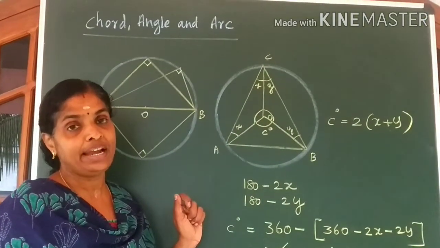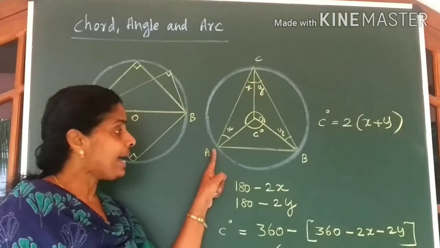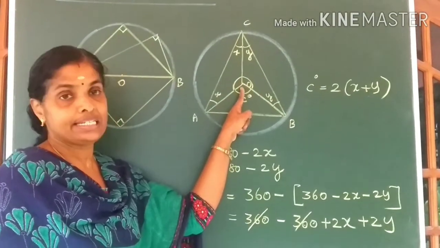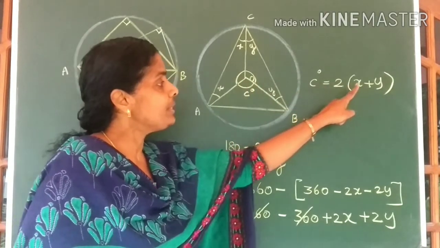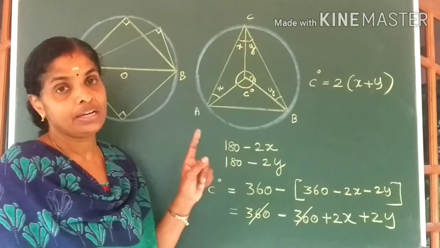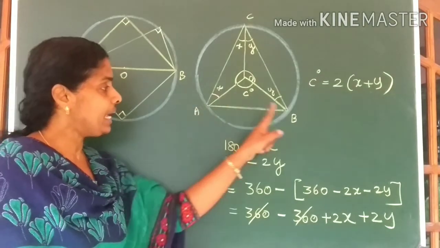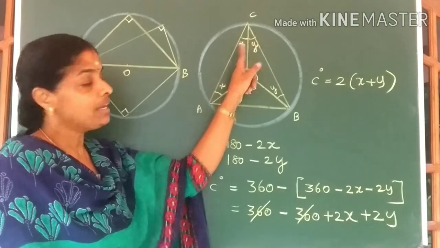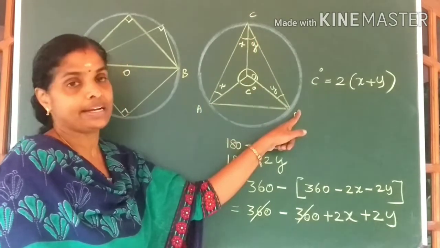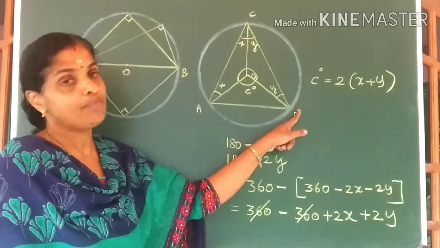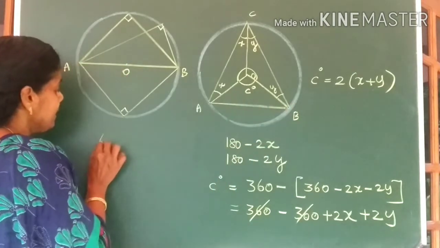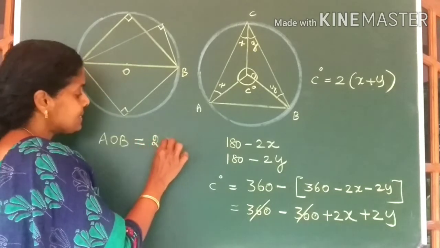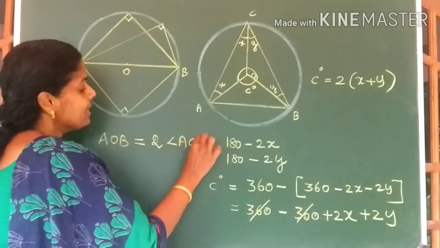From this, what did you understand? The angle made by the chord AB at the center is 2 into x plus y. The same chord AB makes an angle x plus y in this part of the circle. So we can say angle AOB is equal to twice the angle ACB.